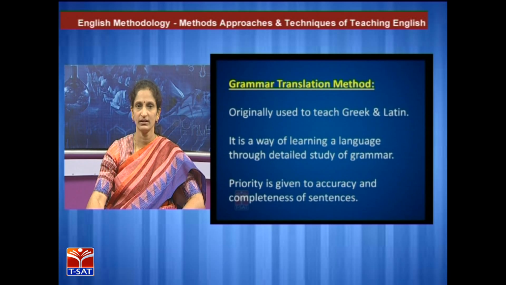So, the priority is given to accuracy and completeness of sentences. In general, in the initial stages we want students to speak the language, completely ignoring the grammatical structure. But as per the grammar translation method, the first priority is given to accuracy and completeness of sentences. The sentence should be accurate and perfect. Learning the language should be as per the grammatical rules, and then only will it be effective communication.